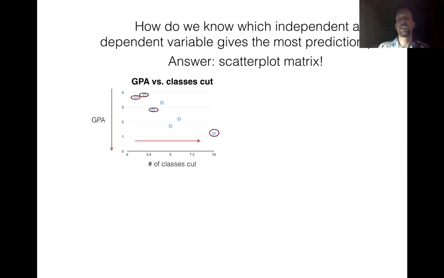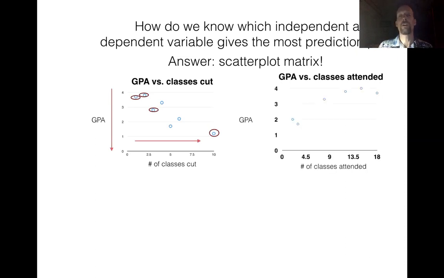Now, let's take a look at another graph, maybe GPA versus the number of classes we attended this time. So here's our scatter plot. And this time, it's almost exactly the opposite. As we increase the number of classes we attend, we'd expect to understand more because we're there for all the professor's lectures. So we would expect the GPA to start going up, right?